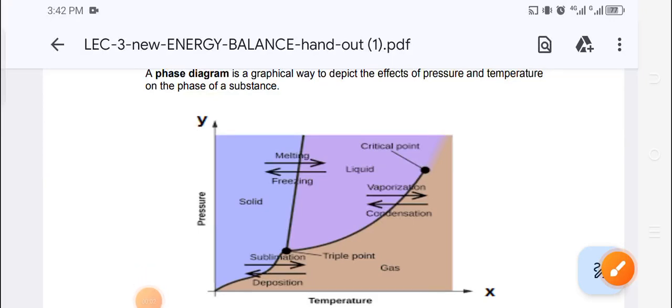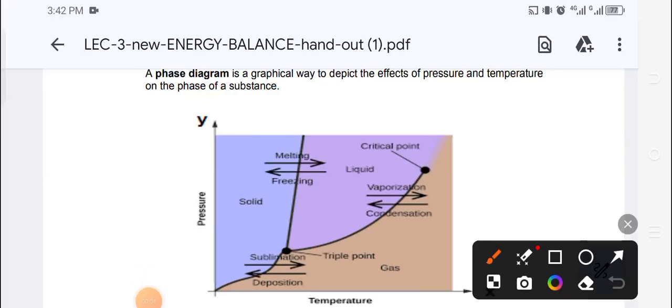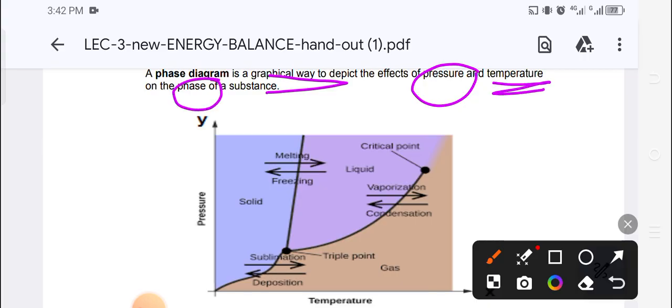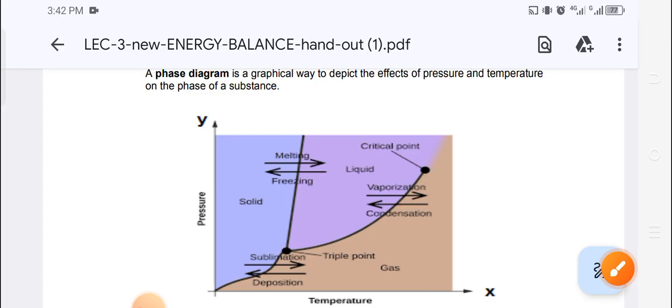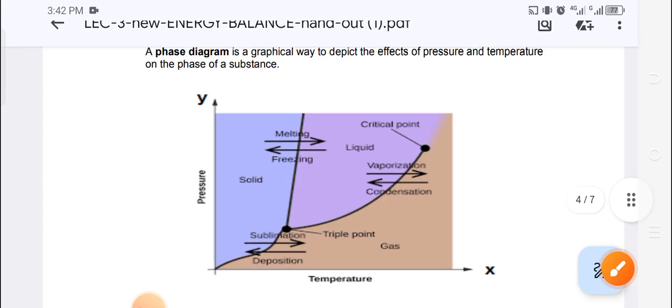Okay, let's have the phase diagram. So phase diagram, this is a graphical way to depict the effects of pressure and temperature to the phases of a substance. Pag sinabi nating phase of a substance, we are referring to the solid, liquid, and gas. Okay, so typical phase diagram, ganito ang itsura niya.